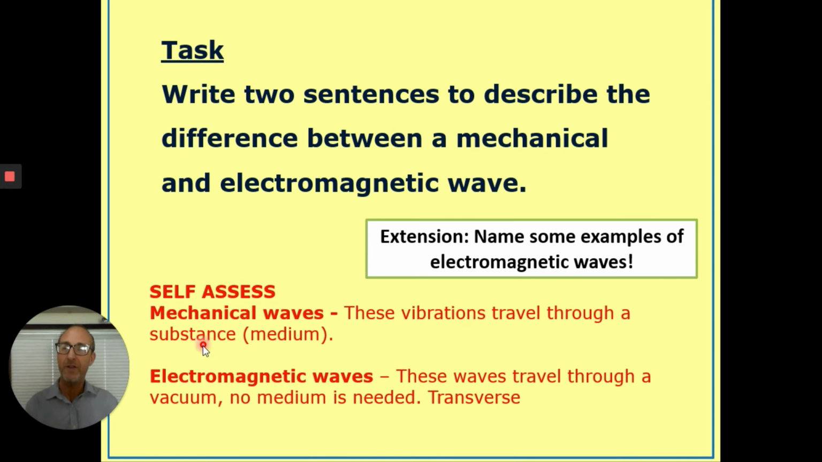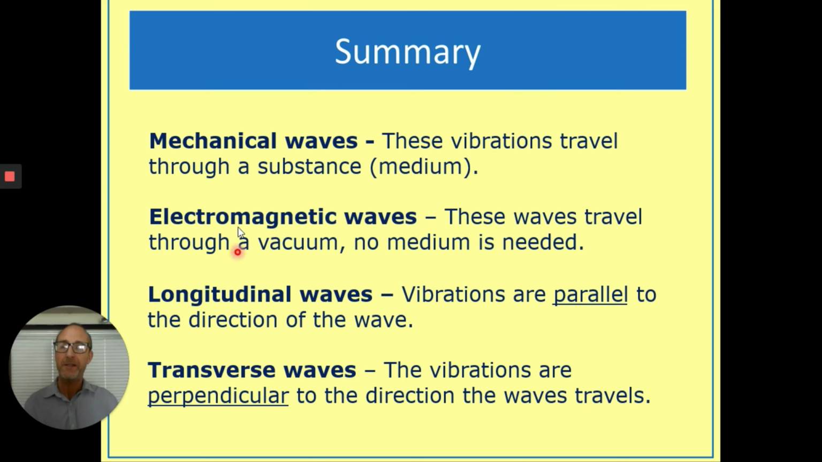Right, now have a look what you've got. A substance, and you could have said like water, okay, a string. And then electromagnetic waves, though, don't need anything to pass through. For example, light travels through the vacuum of space from the sun to us. So, quick summary: mechanical waves are vibrations that travel through a substance or medium. Electromagnetic waves don't need anything to pass through, so they can pass through a vacuum.